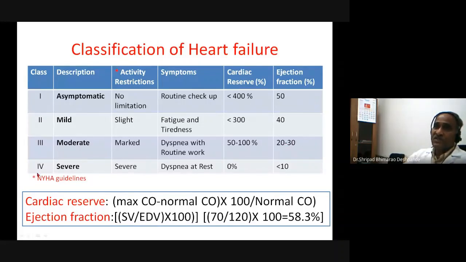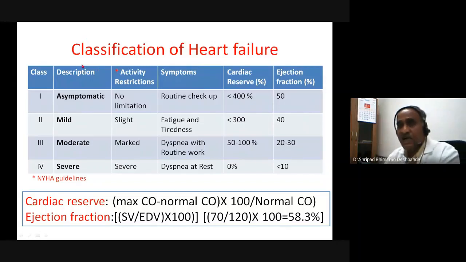Now in severe cases, that is class 4, the activity is restricted very severely. He is dyspneic at rest, and he cannot do any work, and he is breathless. There is practically no cardiac reserve. The ejection fraction is less than 10%. So these are the classifications of heart failure.